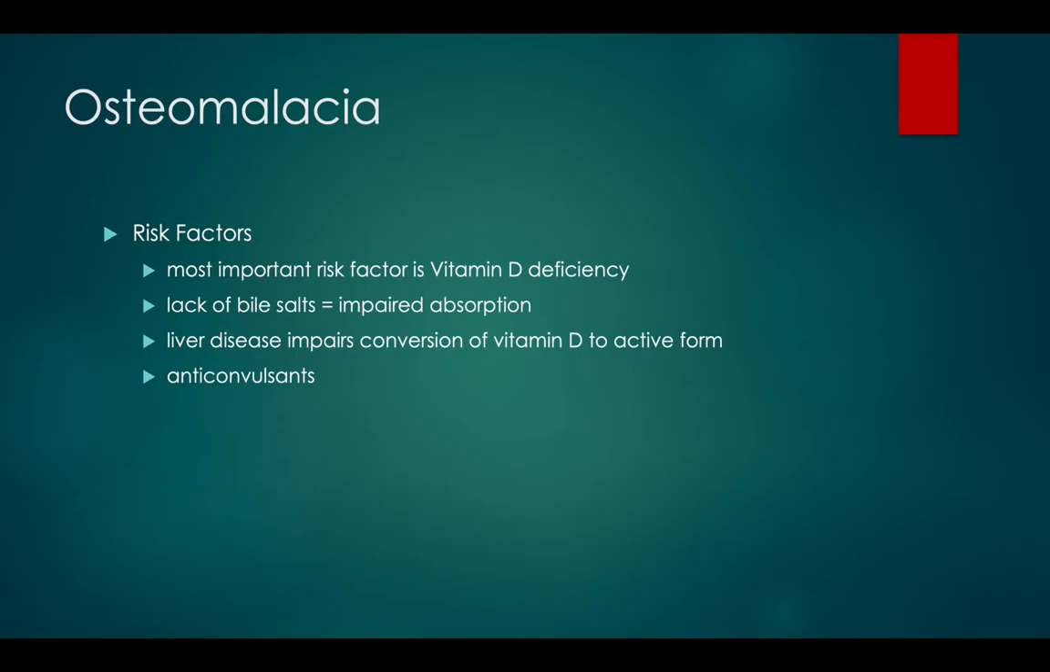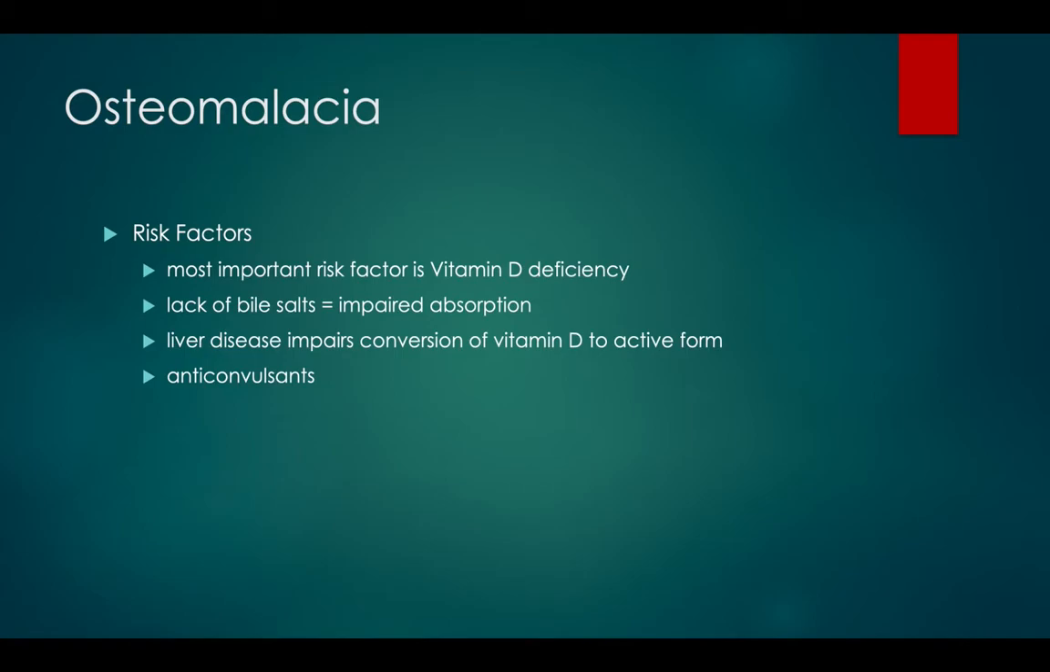Lack of bile salts equals impaired absorption. So if you have issues with the gallbladder, it can lead to osteomalacia. Liver diseases impair conversion of vitamin D to the active form. Vitamin D goes through a multi-step process to become activated. You'll learn about this in Dr. Gopalan's class. But long story short, the liver is critical for this conversion, and if you have liver disease, then the conversion doesn't happen. So it doesn't matter how much vitamin D you have. If it's not active, then it's not doing what it's supposed to do.